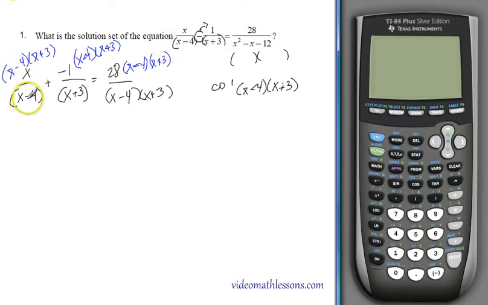Now I'm going to go through and cancel as we go. So here we go. X minus 4 cancels x minus 4. First term is x times x plus 3. Next one. X plus 3 cancels x plus 3. I have a negative 1 times x minus 4. Last fraction, both cancel, equals 28.